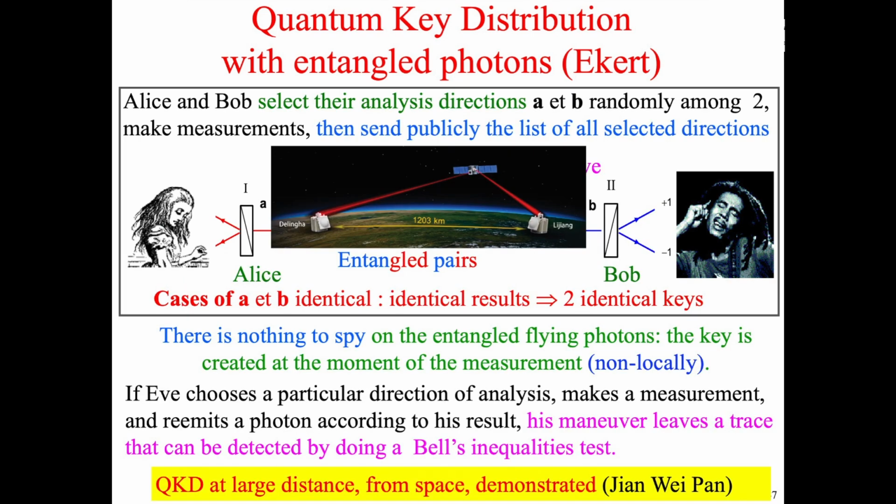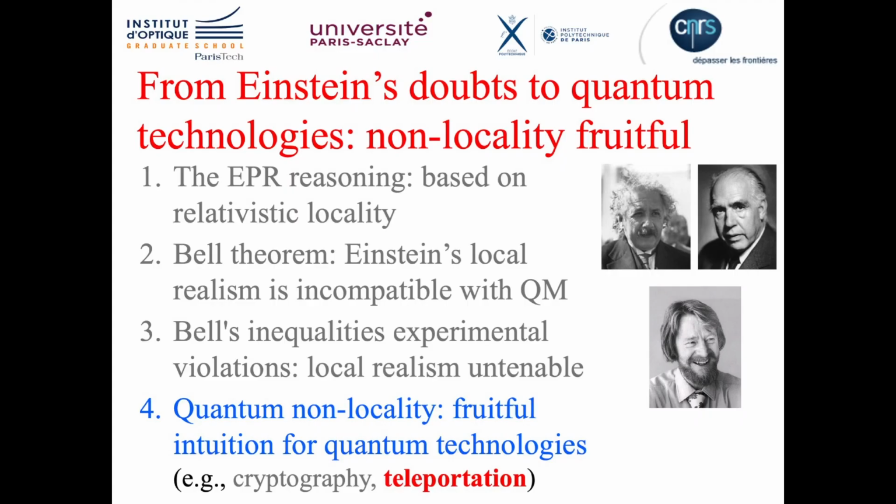And just to say that the Chinese have put a source of entangled photons in a satellite, and they are able to distribute entangled photons at more than 1,000 kilometers. I just want to say one word. C'est bon, it's enough. One word about my intuition based on non-locality for quantum teleportation.